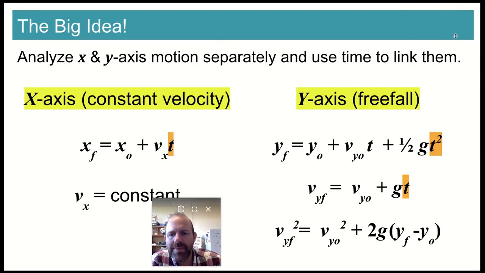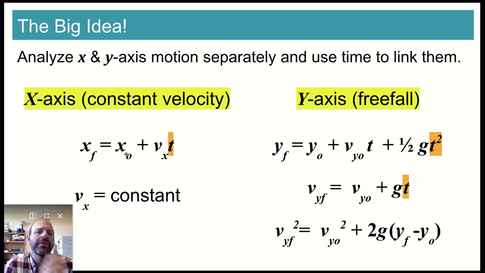So rehashing the big idea here, the big idea with projectile motion is that we have x-axis motion, which is constant velocity motion, y-axis motion, which is free fall, and that we can link the x and y motion, which we're dealing with separately, with the use of time.